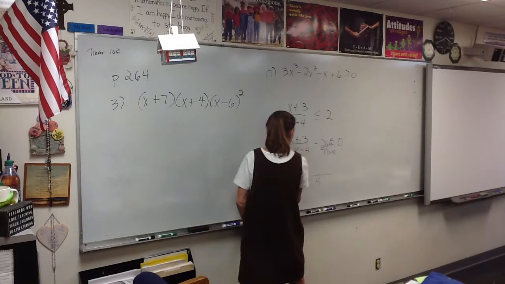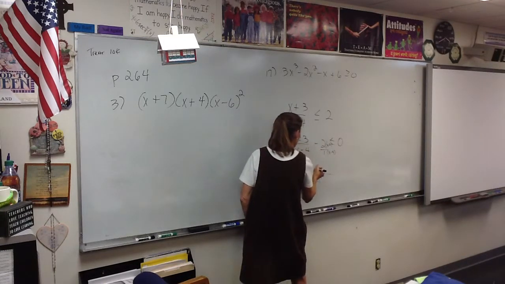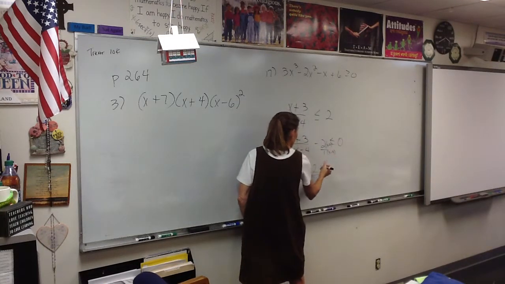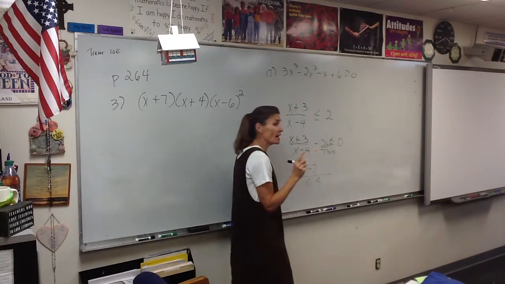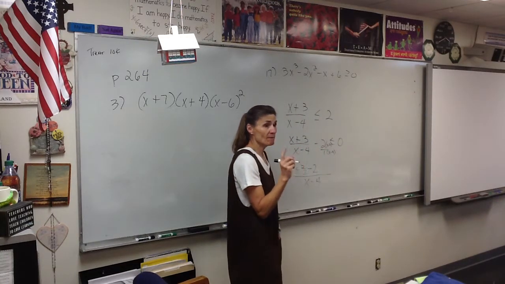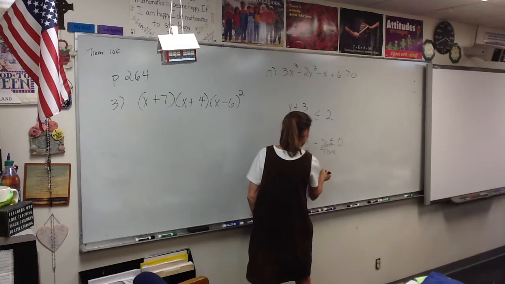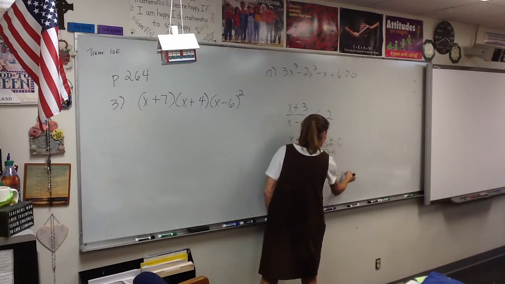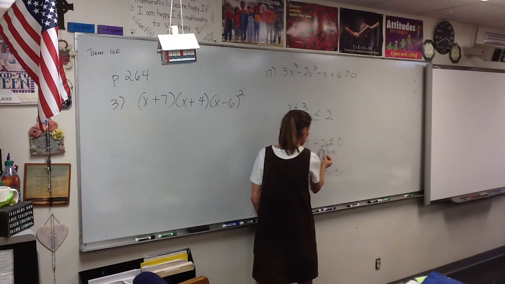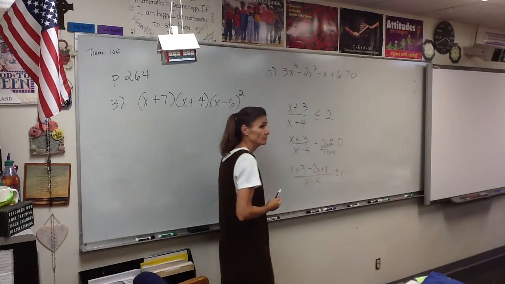And on the top, we'll have our x plus 3 minus 2x minus 8. Or plus 8. Okay. If you want to do that all right now, you can, but be very, very careful. That's going to be minus 2x plus 8. Everybody see that? Minus 2x plus 8.